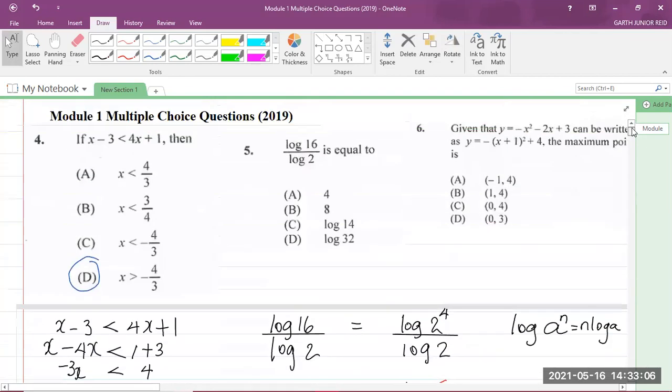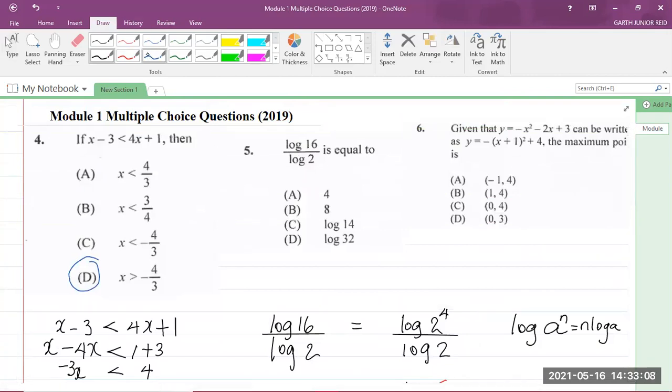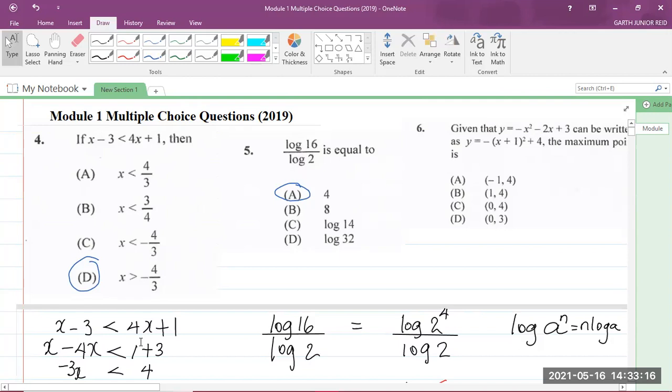Let's go back to it. 4 is the answer for this question, which is A. So A is our answer there. Good. Let's now look at number 6.